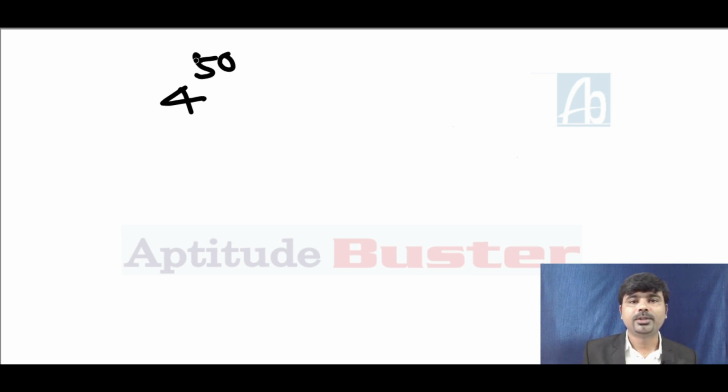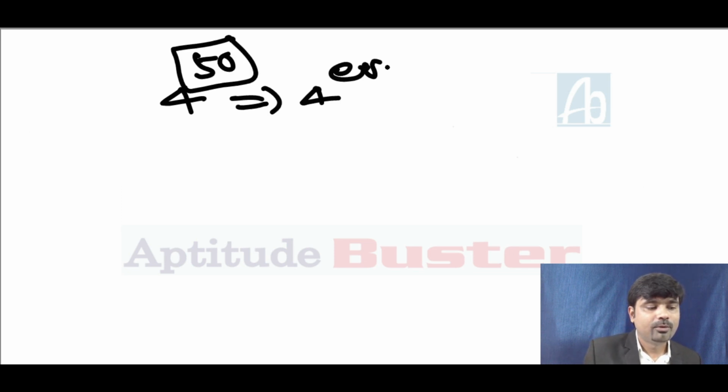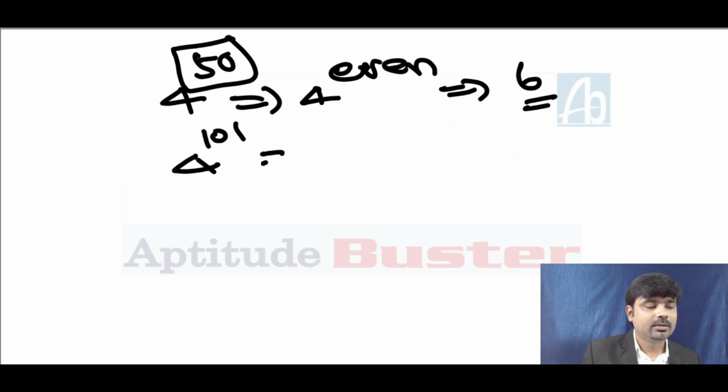For example, what's the unit space of 4 power 50? 4 power even number, the unit space is 6. If I say 4 power 101, that's 4 power odd number, the unit space is 4 itself.